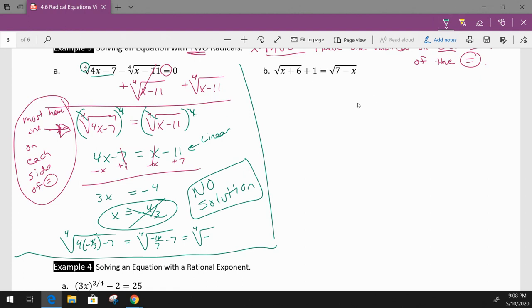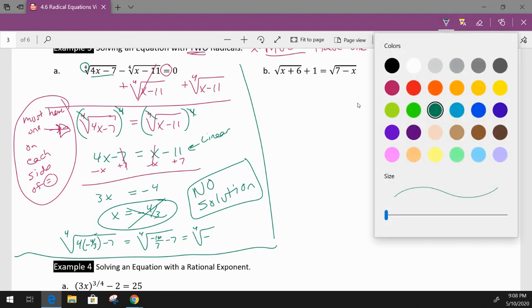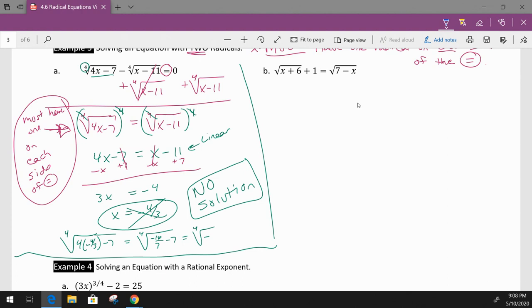This next example here is a long one. So if you need to take a break, do it right now. Come back to it, because this is going to take some time. We do have two radicals again, but when we square both sides, we have this extra +1 here.